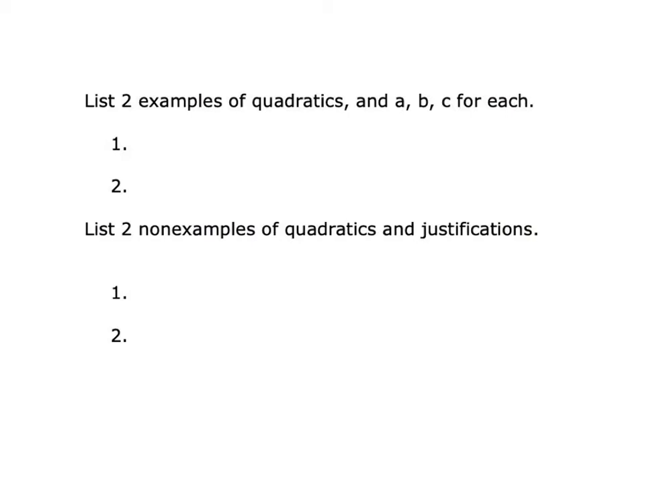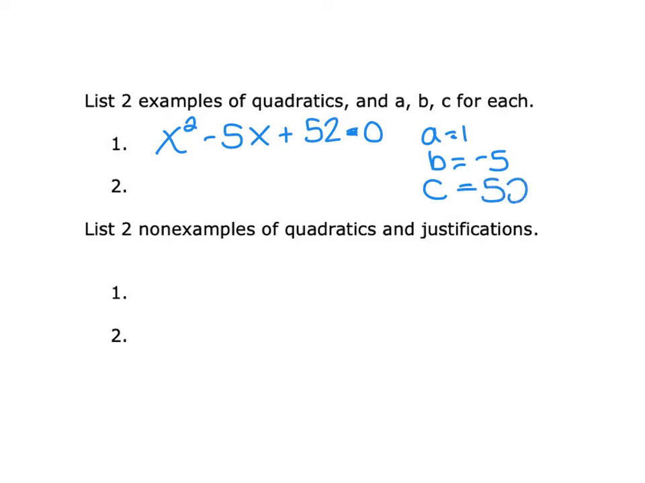Now you list two examples of quadratic equations, like x squared minus 5x plus 52 equals 0. A, B, and C in my example would be A is 1, B is negative 5, and C is 52. You come up with your own.